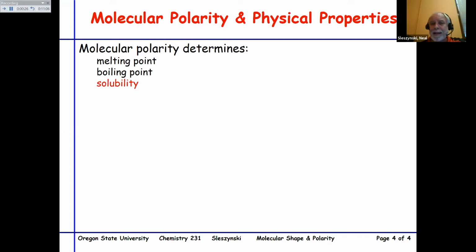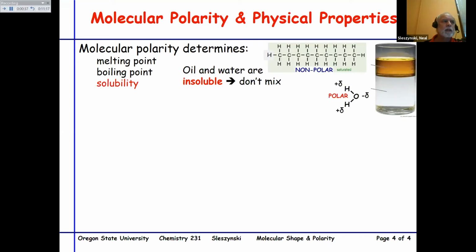Well, let's take a look at an easy example where we're going to mix oil and water. Oil and water, of course, are insoluble and don't mix. Anybody who's ever attempted to make a vinegar and oil salad dressing, this would look familiar. The oil sits on top, the water sits on the bottom, because the oil is all carbon-carbon and carbon-hydrogen bonds, all nonpolar. Water, on the other hand, has big charge separations between the hydrogens and oxygen. Water has a big dipole.